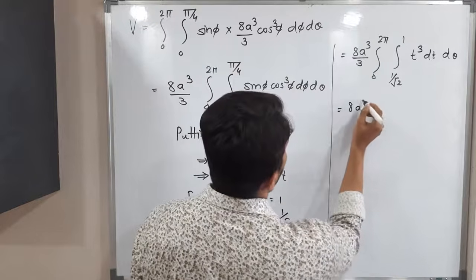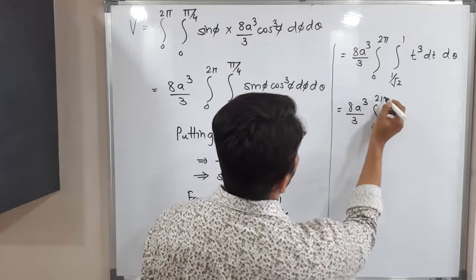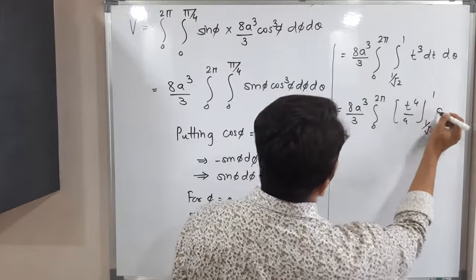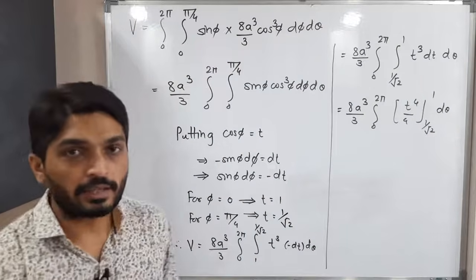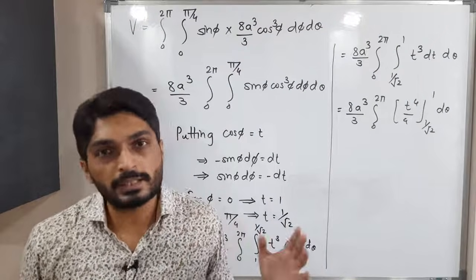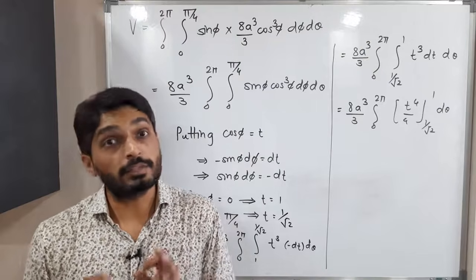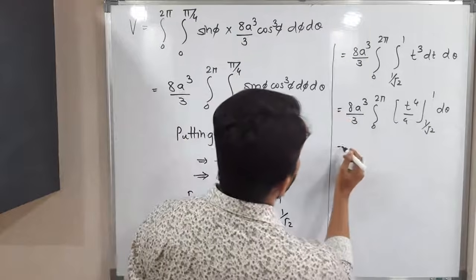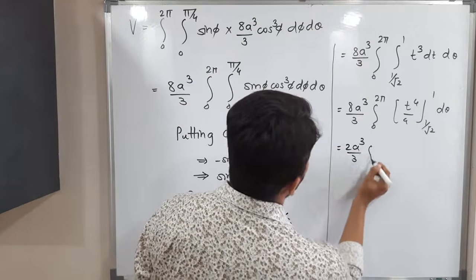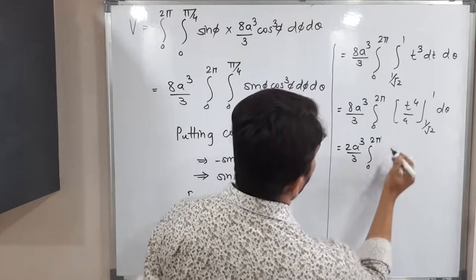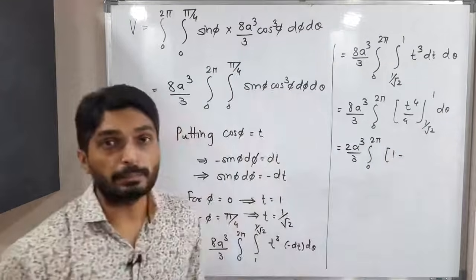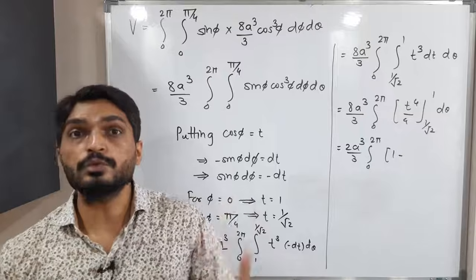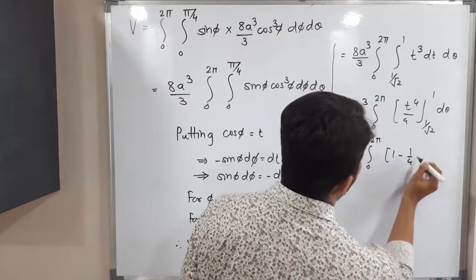So let us solve it fast. 8a cube by 3, integration 0 to 2 pi, the integration of t cube is t raised to 4 by 4, from 1 by root 2 to 1, d theta. I have one habit: if I get any constant inside the integration, I always take it outside. It reduces our confusion. So 1 by 4 is there, let us take it outside, but 8 is there, 4 cancels, that means 2a cube by 3, 0 to 2 pi. If I put the upper limit 1, minus the lower limit, we have to take its fourth power. The square of 1 by root 2 is 1 by 2, and if you take one more square, we will have 1 by 4, d theta.